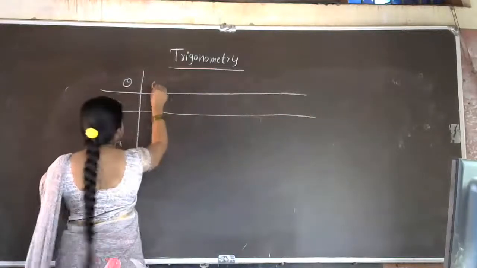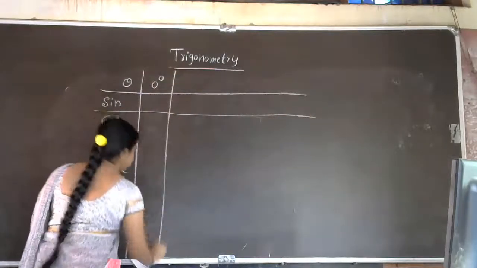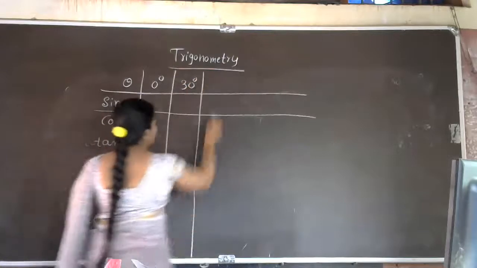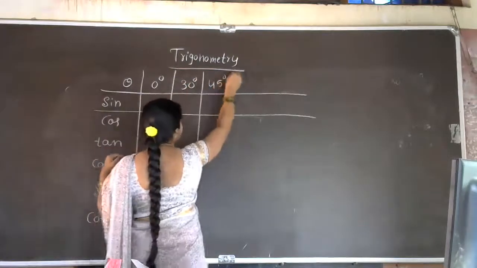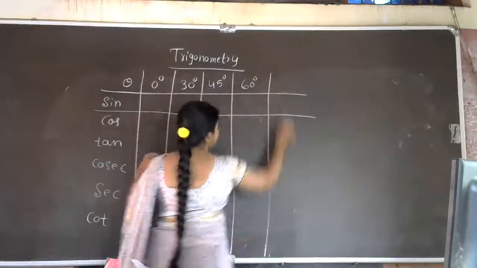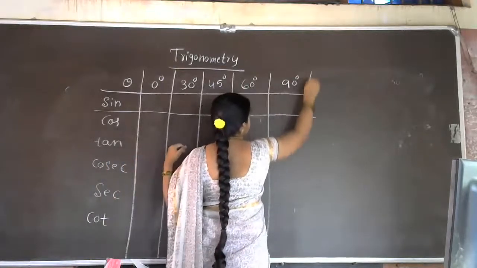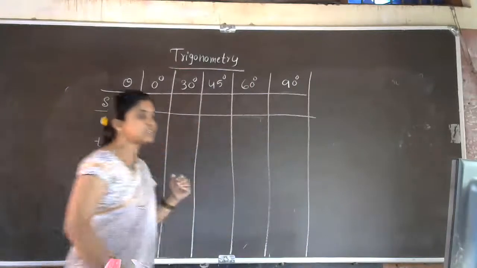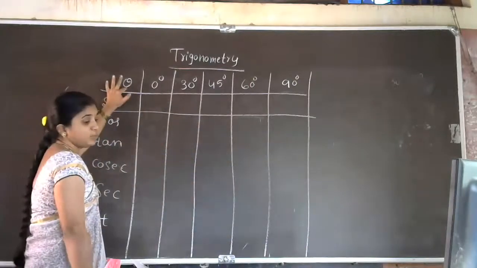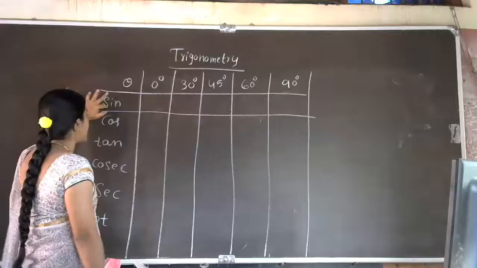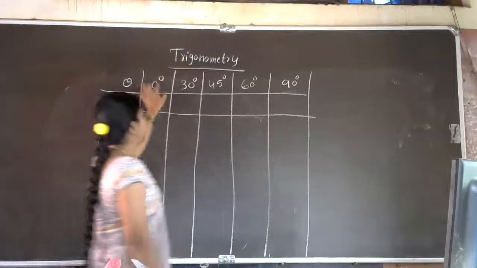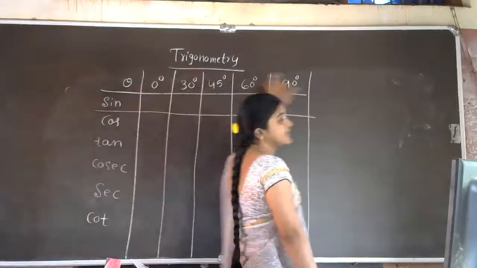Here first 0 degree. Next 30 degree, you have to write them in order. Next 45 degree, after 45 degree, 60 degree, then 90 degree. Is that clear, students? In this way, you have to prepare the table. Here theta, then sine, cos, tan, cosec, secant, cot, and here 0, 30, 45, 60, 90 degree.